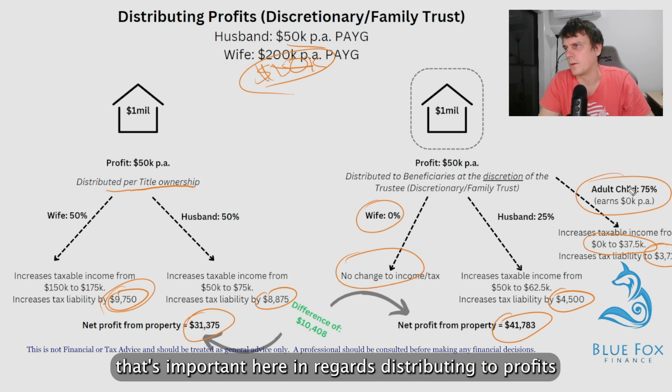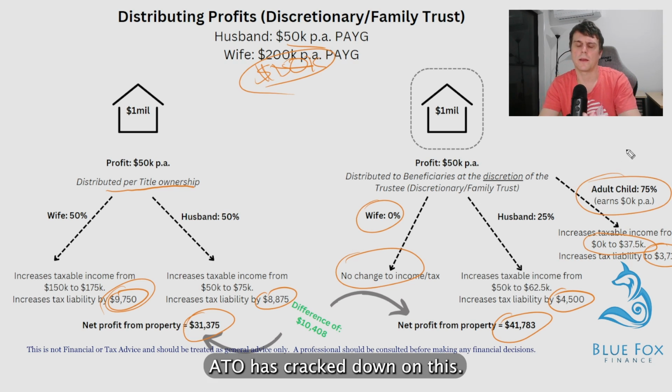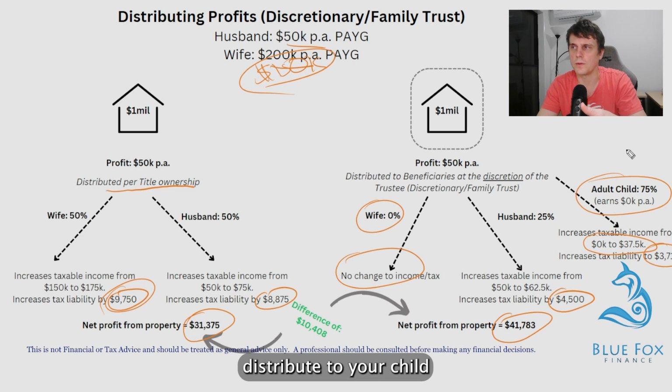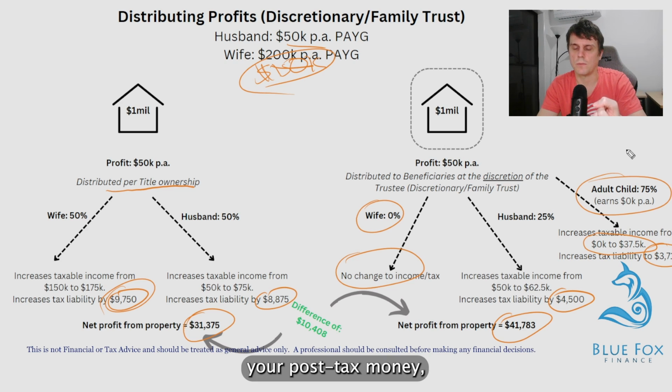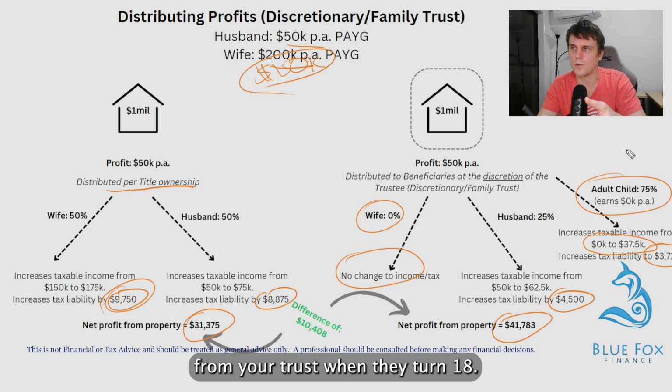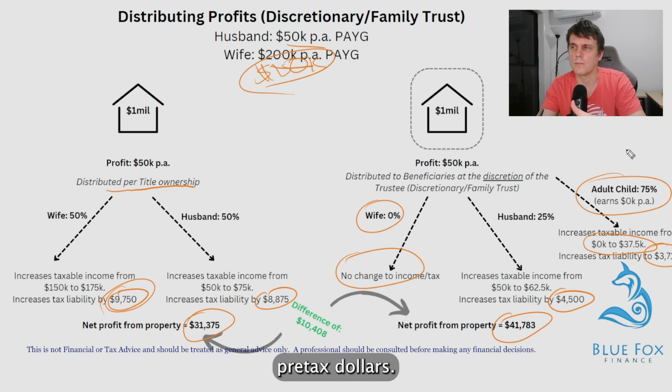The other thing that's important here, so adult child, now the ATO cracked down on this. You can't just distribute to your child and then have them give you the money back. It has to be for their benefit, so they do have to keep the money and spend it for their own benefit. But if you're planning now to give your child in 20 years funds to purchase a property or whatever you want to do, instead of saving your post-tax money, you can instead distribute from your trust when they turn 18, and that will give them pre-tax dollars. It's much, much more efficient.